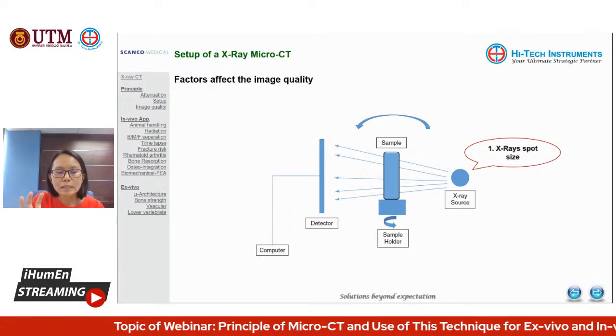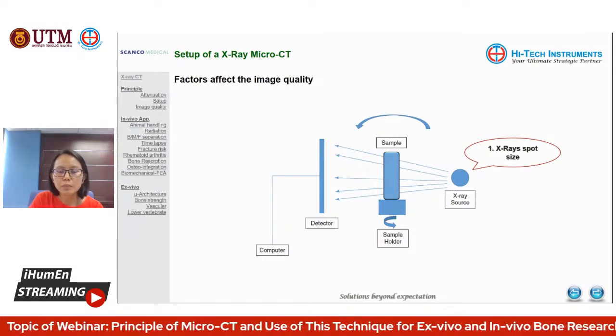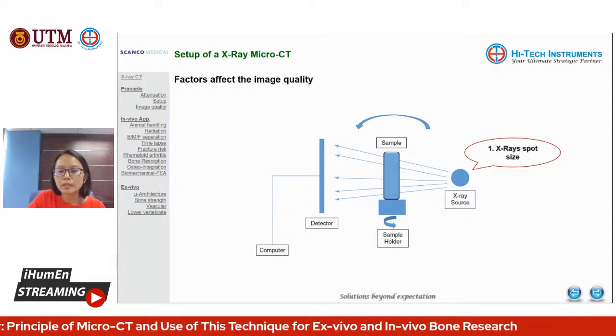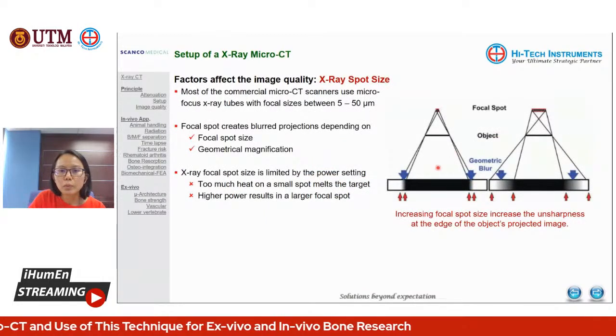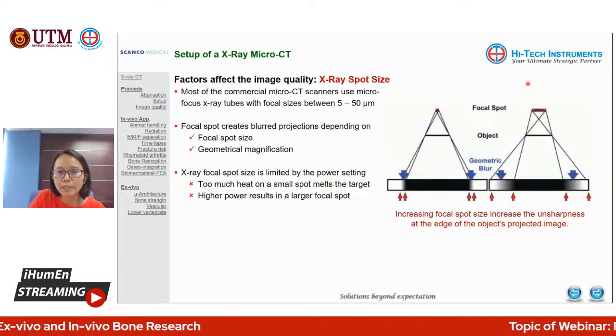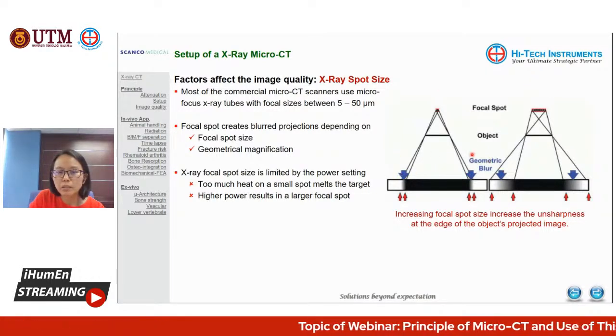So what is the effect of this X-ray spot size? You can see this one with a smaller focus spot size. This one has a bigger focus spot size. So I can see here the geometric sharpness, the edge sharpness here.